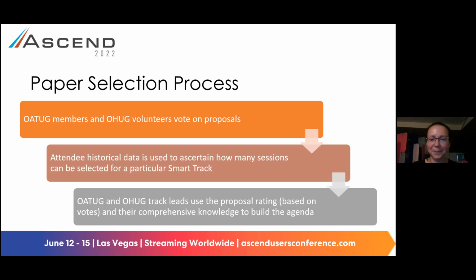Yeah, and I could add, for the paper selection process for the OATUG members, we are doing it a little bit differently this year, since OHUG and OATUG are doing it a little bit differently. We're not putting any of that information on the website. OETUG is emailing our users, our members, really hammering it home to our education committee and our SIGs to make sure they get signed up to vote.